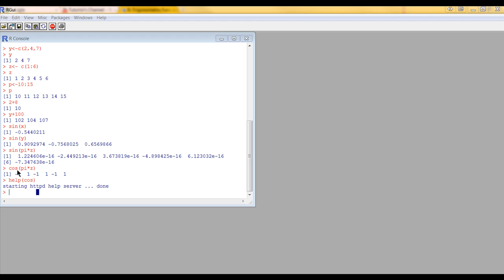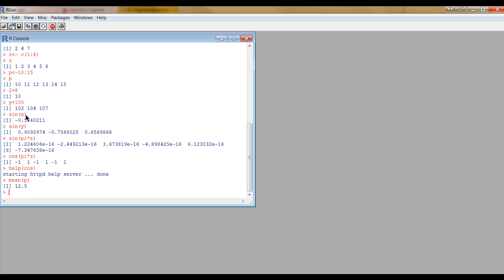Okay, let's try a different function. Let's try mean of, what was that? P. Up here we had P, right? Somewhere, P. By the way, mean of P. So that's the mean of this vector, or the mean of this list of numbers. So it's 12.5. It's 12.5, right? The middle of this is 12.5. So, this is another function.